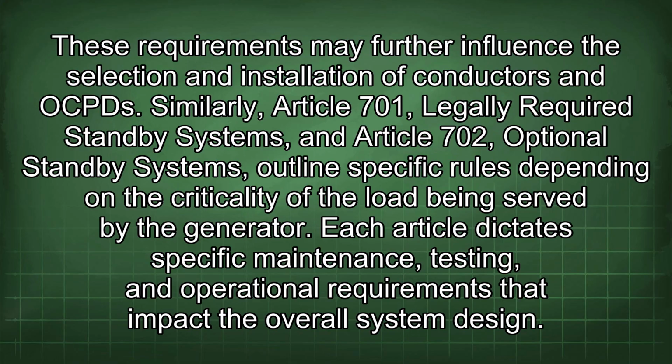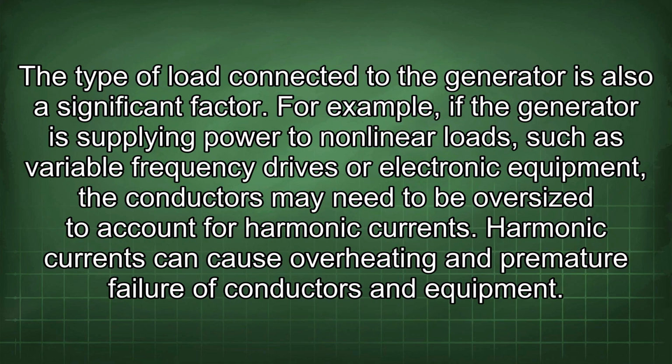Similarly, Article 701, legally required standby systems, and Article 702, optional standby systems, outline specific rules depending on the criticality of the load being served by the generator. Each article dictates specific maintenance, testing, and operational requirements that impact the overall system design. The type of load connected to the generator is also a significant factor. For example, if the generator is supplying power to nonlinear loads such as variable frequency drives or electronic equipment, the conductors may need to be oversized to account for harmonic currents. Harmonic currents can cause overheating and premature failure of conductors and equipment.